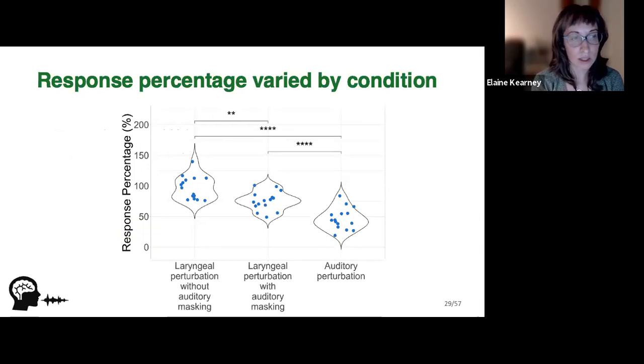And we saw the largest response in the laryngeal perturbation condition without any auditory masking. So that's when they're able to hear their own vocalizations, followed by the laryngeal perturbation condition with auditory masking. And then finally, we saw the smallest response in the auditory perturbation condition.